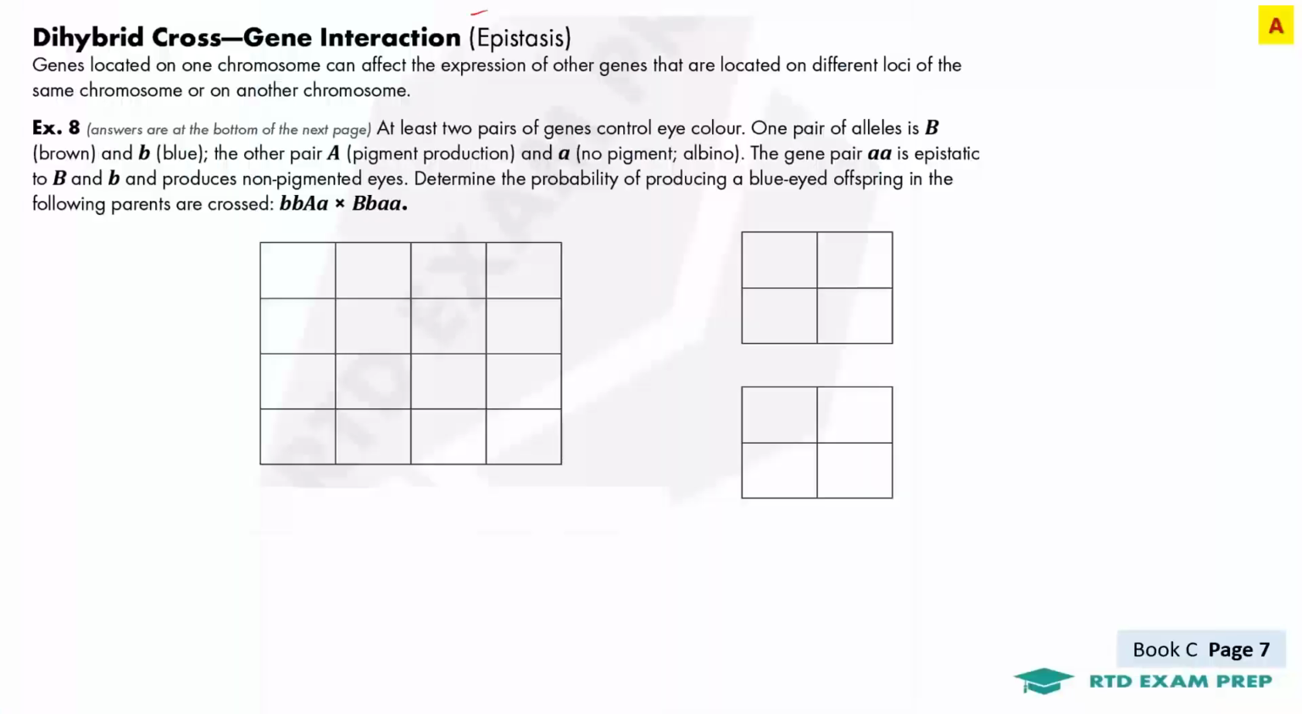This is an interesting type of genetics. We're still doing dihybrids, but genes on one chromosome can affect the expression of other genes. Often we call this a masking or a hiding of the other's expression. In this example, you're going to read it. You're putting me on pause now.